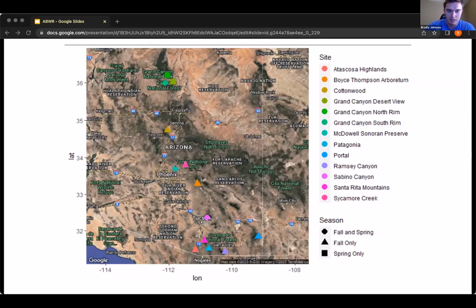So right here in the middle, this octagon shape right here, this is the preserve. The octagon shape indicates that they sampled in the fall and spring, where over here you have Sycamore Creek and Boyce Thompson are triangles, so they're fall only. And up in the Grand Canyon area, there's some boxes that are only spring. Just to give a little background about the sites.